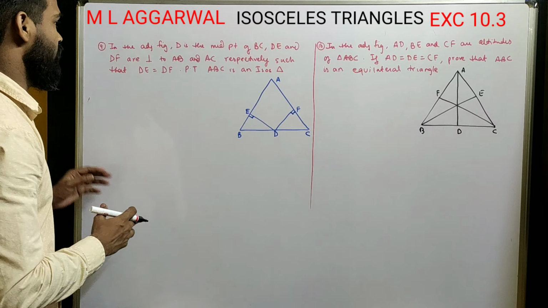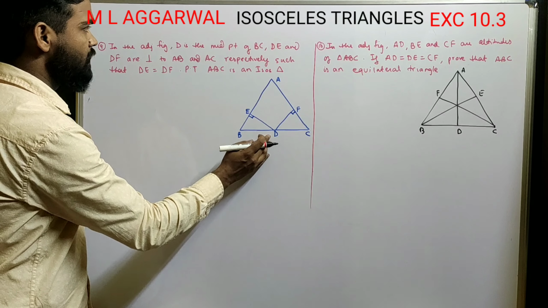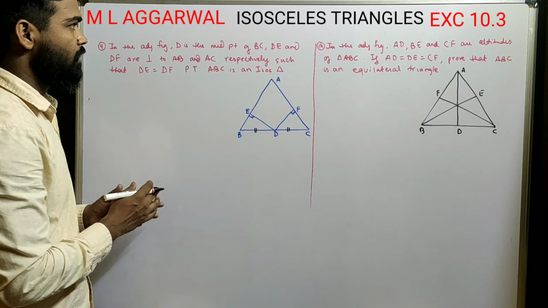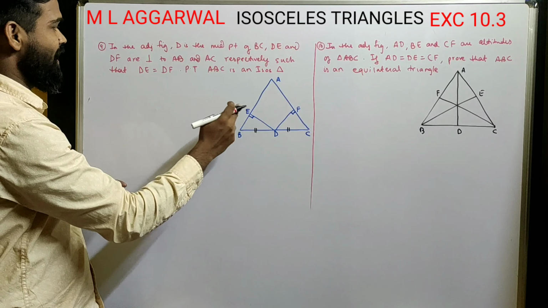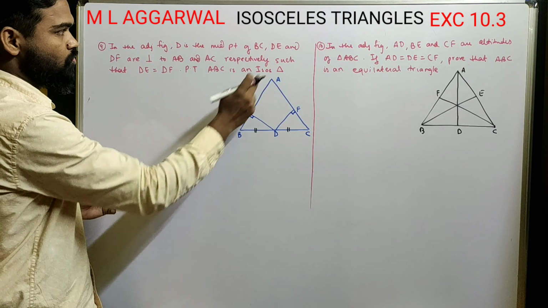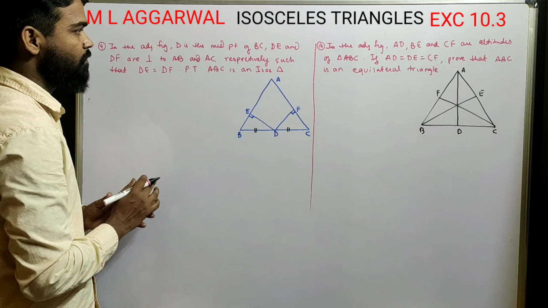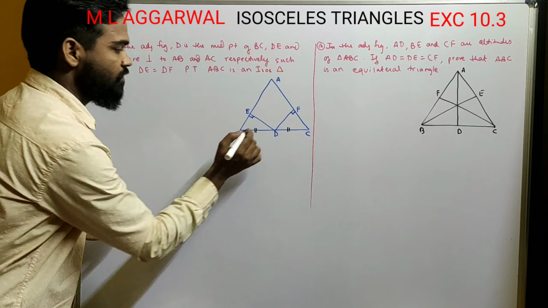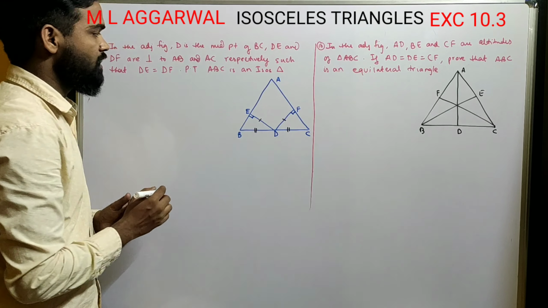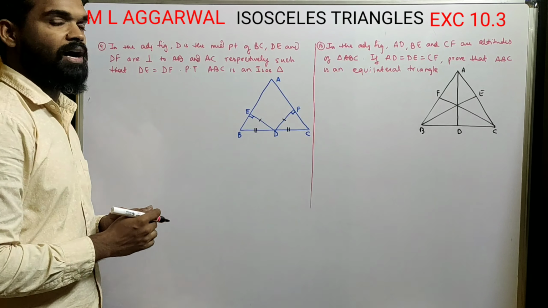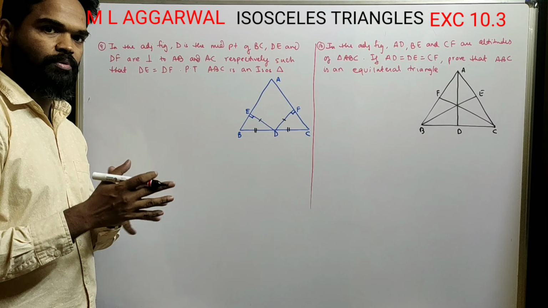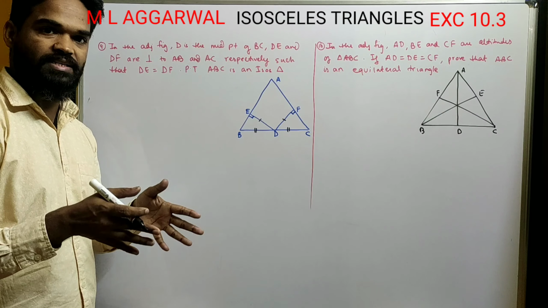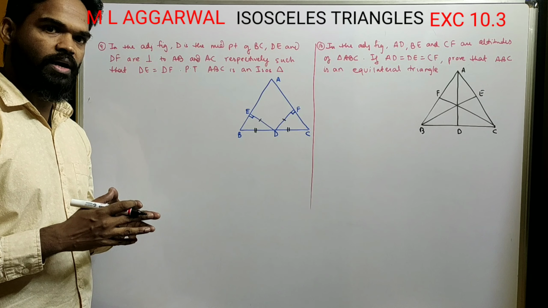Now look at sum number 9, where in the adjoining figure D is the midpoint of BC, which means this and this will be equal. DE and DF are perpendiculars to AB and AC, which means this is 90 degrees, such that DE is equal to DF. They have given DE is equal to DF. Prove that ABC is an isosceles triangle. So if you can prove that two angles of the triangle ABC are equal or two sides are equal, then it's an isosceles triangle.